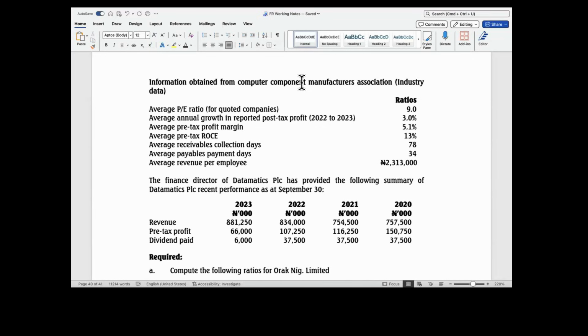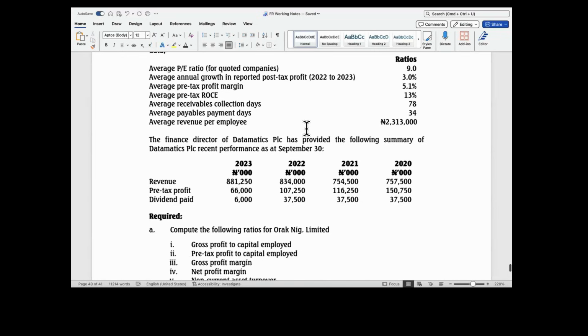Average revenue per employee is 2,313,000 naira. The finance director of Datamatic PLC has provided the following summary of the Datamatic PLC recent performance as at September 30th. We have 2023 figures, 2022, 2021, and 2020. All figures are assumed to be correct.